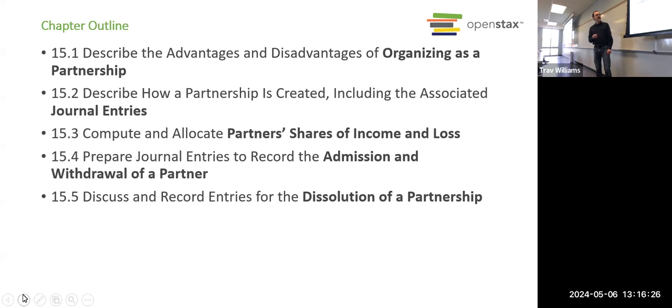And what happens if you add a new partner or you have a partner leave? How do you then, what journal entries do you need? What steps do you have to take? Because technically, anytime a partner gets added or leaves, you dissolve that partnership and you form a new one, or at least a new company. So there is a process you have to go through. And how do you dissolve a partnership?